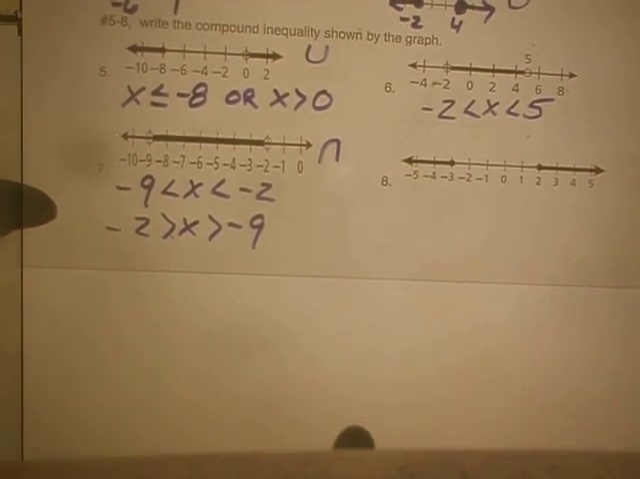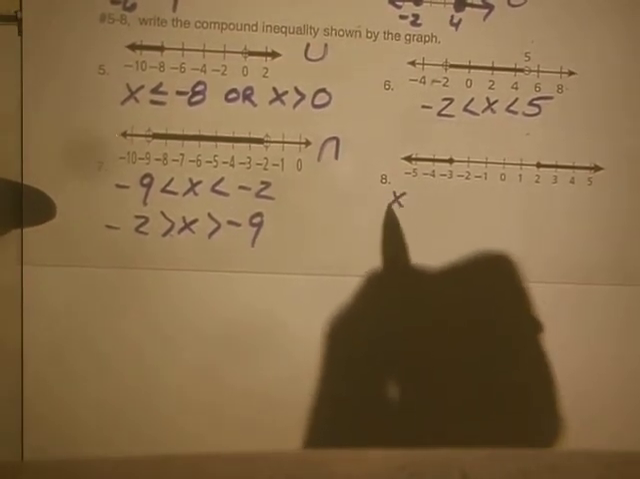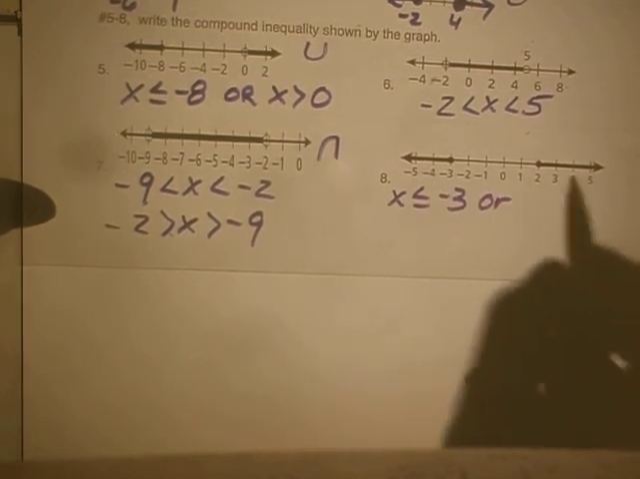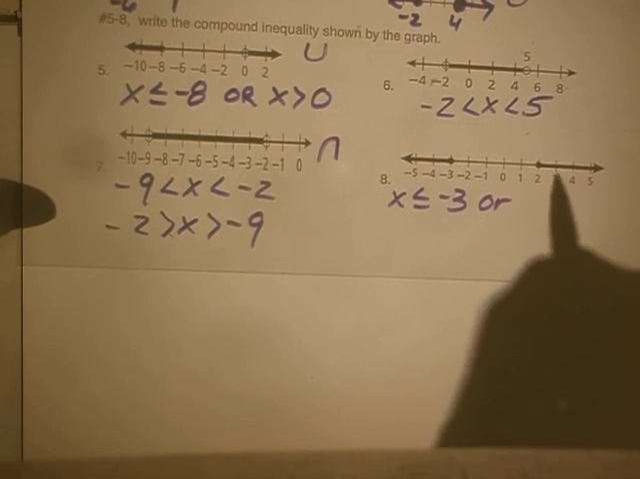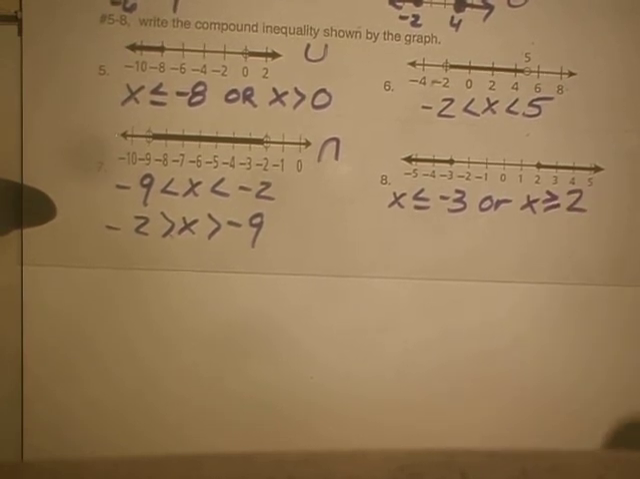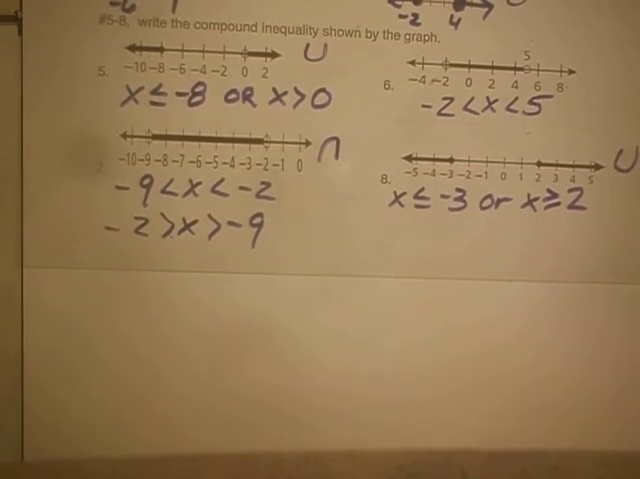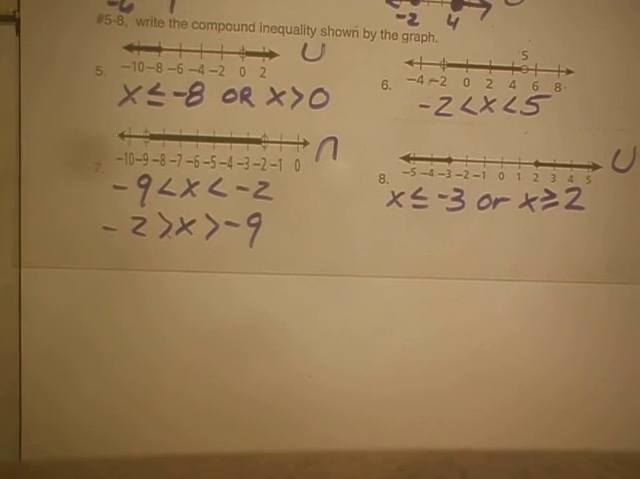And the last one here, number 8, these numbers are smaller than or equal to -3. Or you can pick from these numbers over here, which are bigger than or equal to 2. And that one is a union when you put everything together. The graph on the right, you put together with the graph on the left.